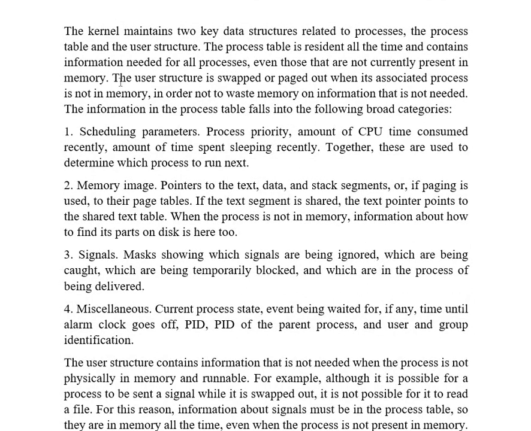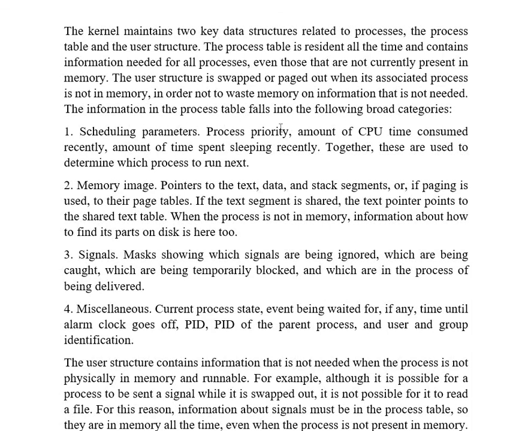The kernel maintains two key data structures related to process, the process table and the user structure. The process table is resident all the time and contains information needed for all the processes even though they are not currently present in the memory. The user structure is swapped or paged out when its associated process is not in memory in order not to waste memory on information that is not needed.